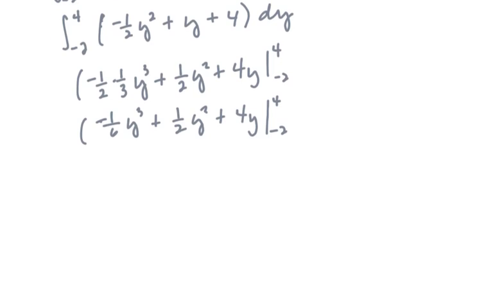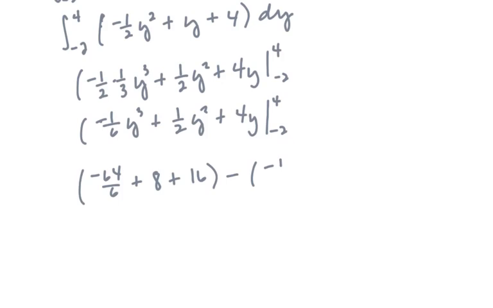Now, we're going to evaluate. So when we plug in a 4, we have a negative 64 over 6. 4 to the third is 64: 4, 16, 64. Plus 4 squared is 16, and half of that is 8. Plus 4 times 4 is 16. Minus f of negative 2.